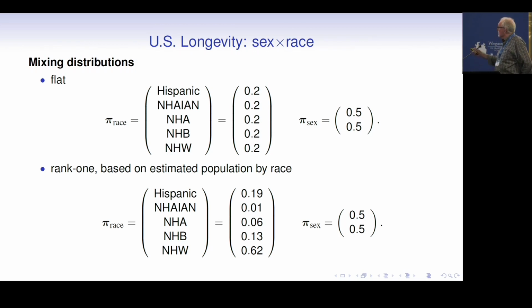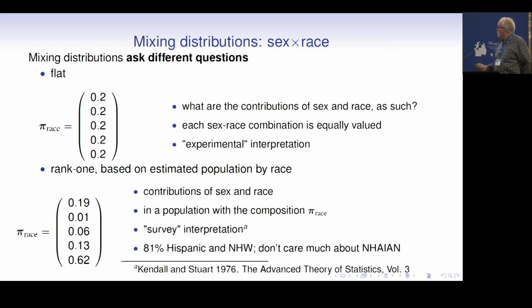It's mostly non-Hispanic whites and Hispanic, American Indian and Alaskan Natives, almost nothing, non-Hispanic Asians, a small amount. So this is saying that you really care more about Hispanic and non-Hispanic whites, and you don't care much about American Indians and Alaskan Natives.